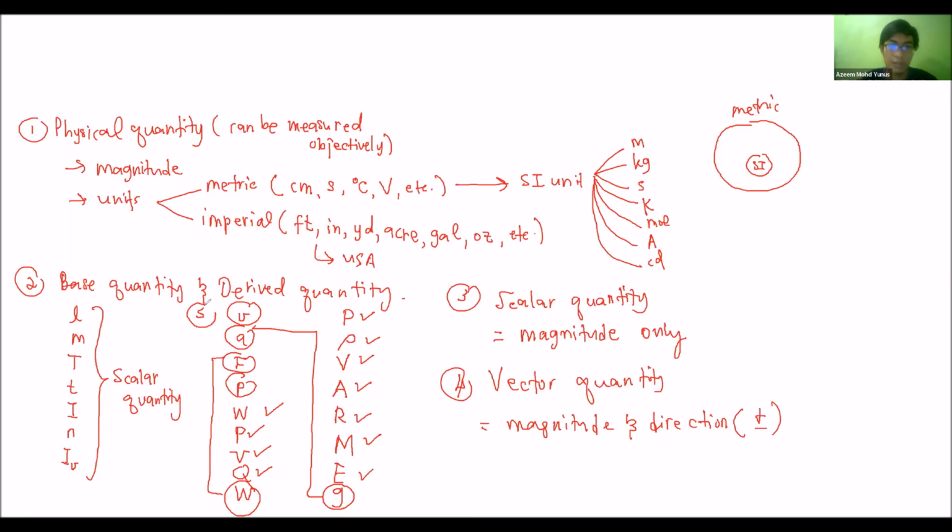We can add one more, displacement. S is also a vector quantity. S comes from the base quantity, but since it has direction, we don't include it in the base quantities. It's solely a vector quantity. It doesn't have any pair with the base or derived quantities, but the unit is the same as length, which is meter, the SI unit. Okay, so I think that's all for today.